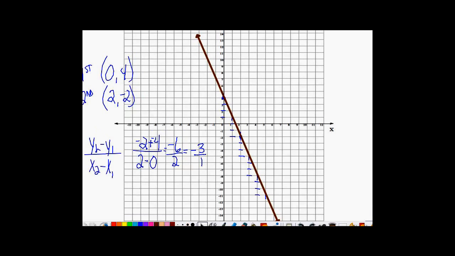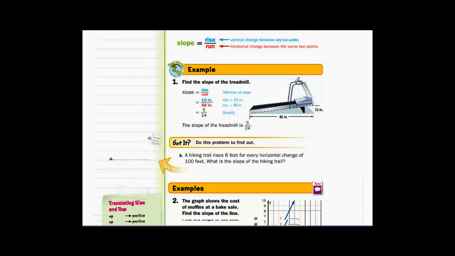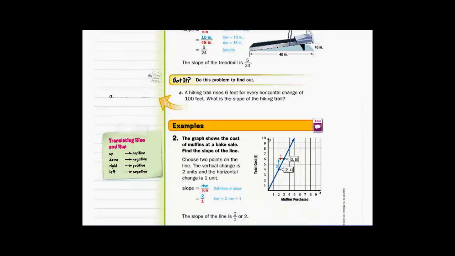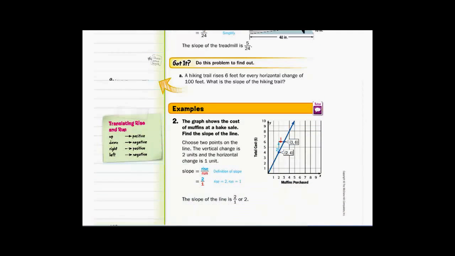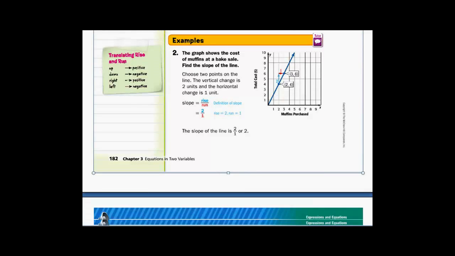So let's get back to the lesson, and let's see what we've got here. We spent most of our time on that, which is okay, because that's really what I wanted you to do. So I'm going to skip through some of these. These have the same points, 3, 6, 2, 4. You should be able to give your slope on that. So you may want to pause it and try it.